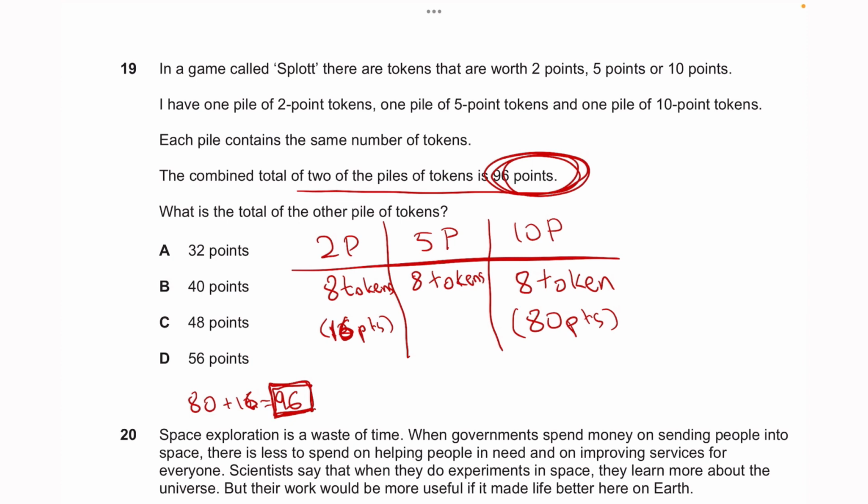Well, 8 times 5 is equal to 40 points. And so our answer to question 19 is B, 40 points.